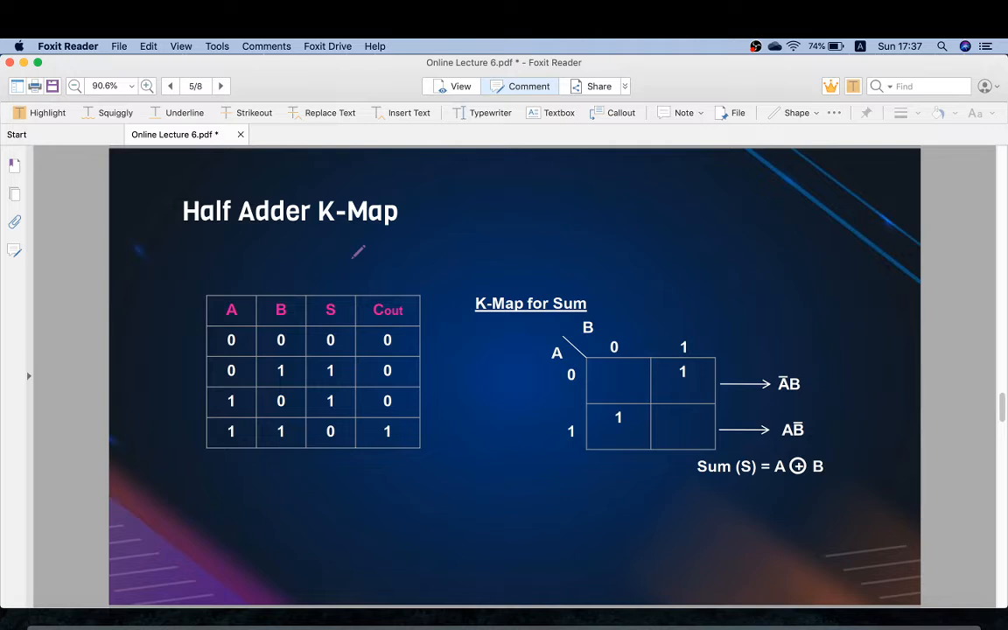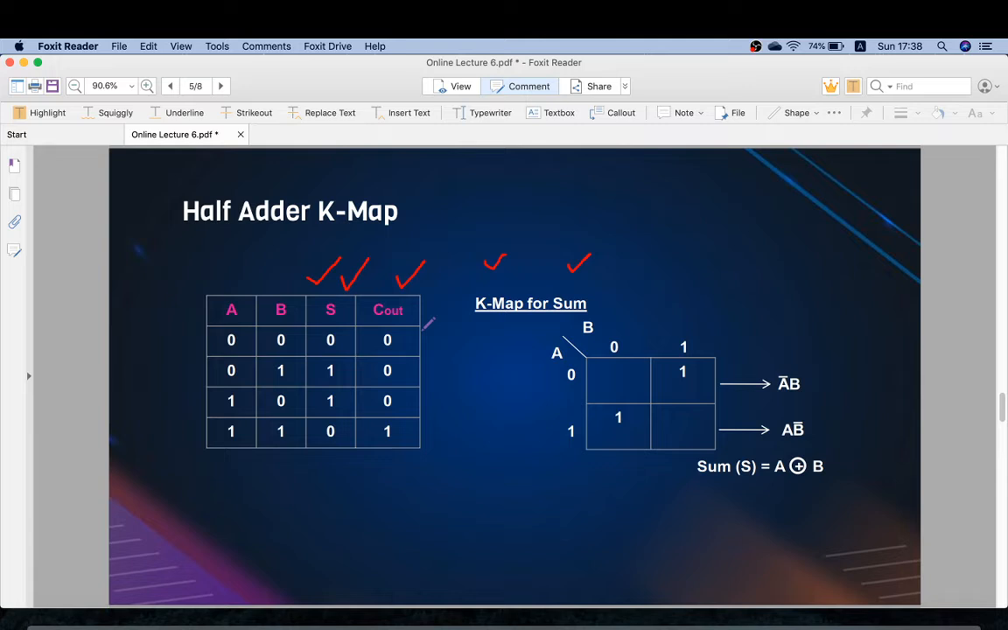Half adder K-map. This was the truth table of the half adder and we will make K-maps from it. Two K-maps will be there. First of all, we will make the K-map for the output S, sum. The second K-map will be the carry K-map, that is C out. So let's start with the K-map for sum, or S.